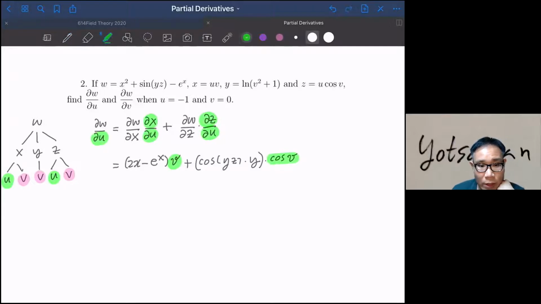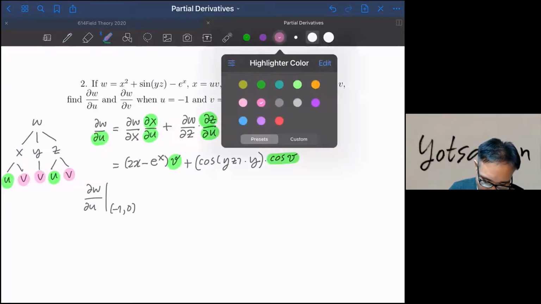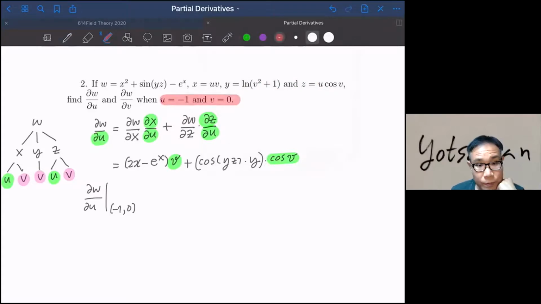Okay, so this one. You have dw/du equal to this, and you're going to plug in u equal to -1 and v equal to 0. So you put u equal to -1 and v equal to 0 into the function that you have. However, for this one, you must find the values of x, y, and z to put in also. So you're going to have to solve for x, y, and z.